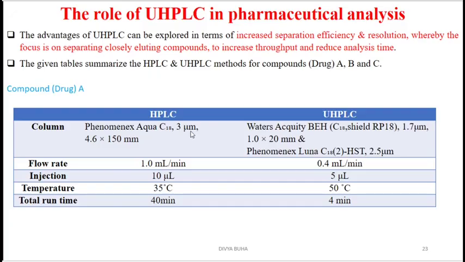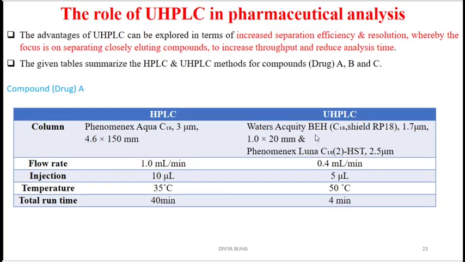Now over here 3 micrometer is the particle size of the stationary phase, whereas these are the column dimensions. The length of the column would be 150 mm, okay, whereas the internal diameter of the column would be 4.6 mm. So this is the column which is being used for the separation of compound A, which is drug A, okay. Now let us see which column is used in UHPLC for the separation of the same compound.